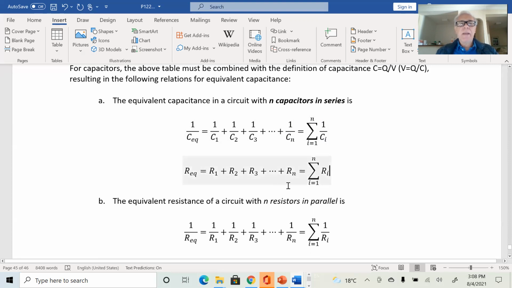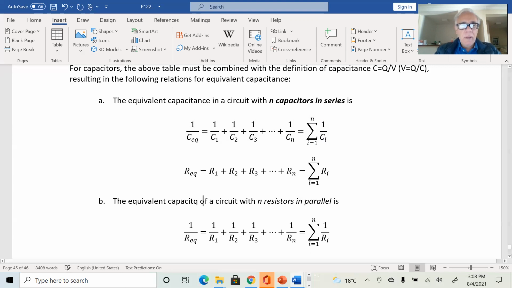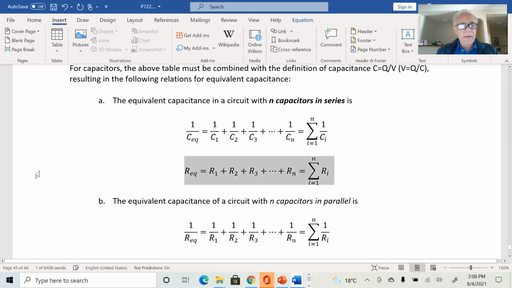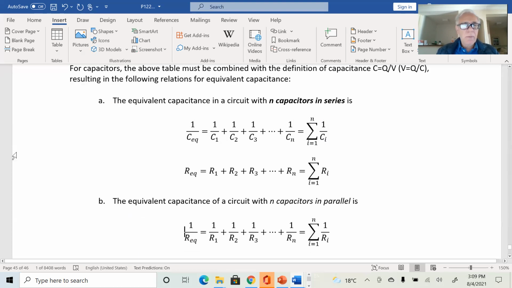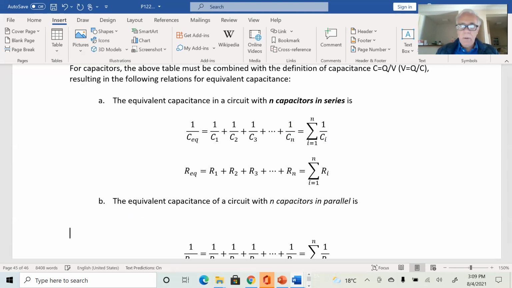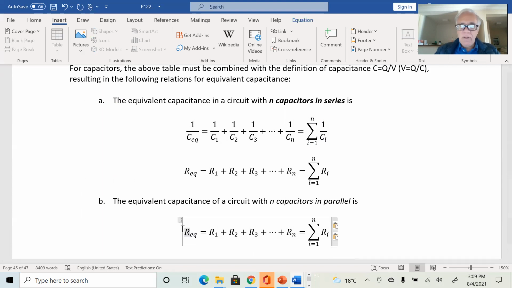Side by side. And the equivalent capacitance of a circuit with n capacitors in parallel is this relation right here, replacing the resistance with the capacitance. Just a matter of substituting the R with the C.